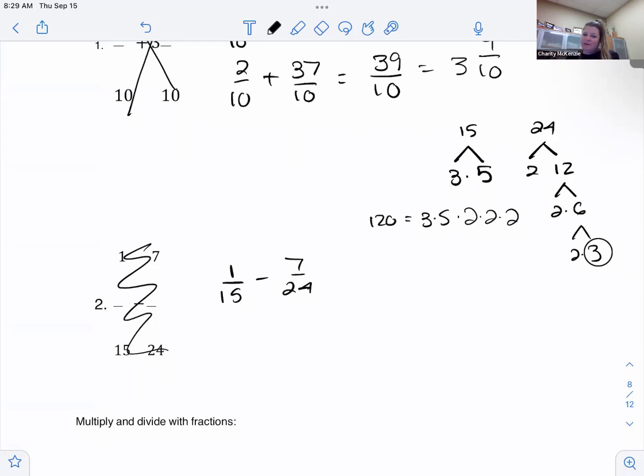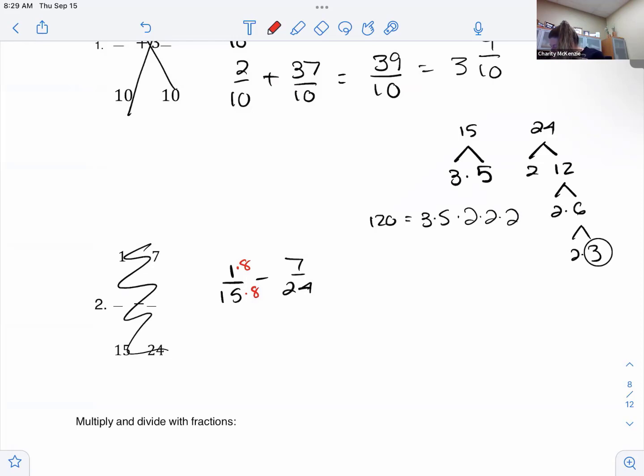That's why you learned that, really. Okay, so I'm going to use 120 as my common denominator. To get 120 for the first fraction, I'm going to times the top and bottom by 8, because 8 times 15 gets me to the 120.